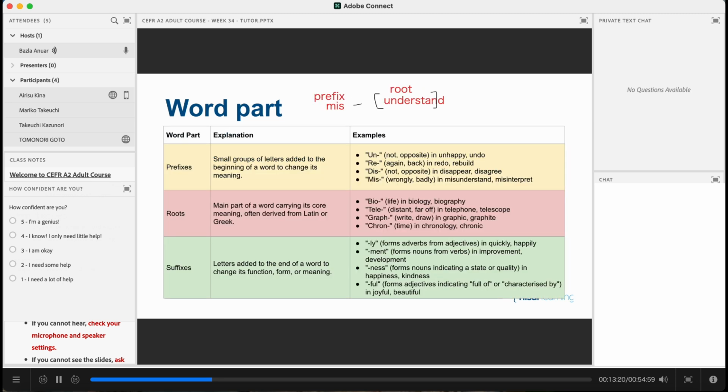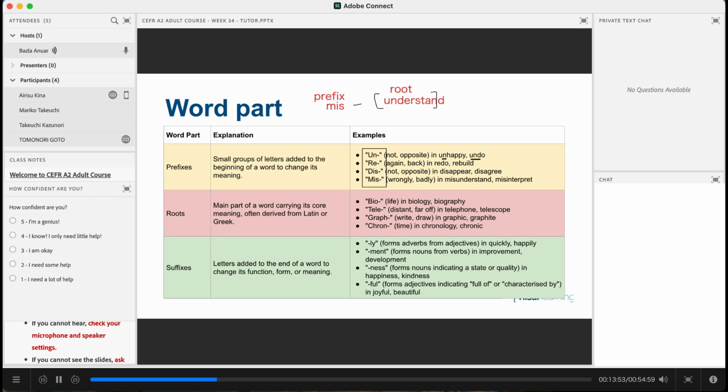Okay, and for prefixes, what are they? They are a small group of letters which are added to the beginning of a word to change its meaning. So these are some of the examples of prefixes. For example, unhappy, undo. The un in unhappy and the un in undo. There are many different prefixes as well, such as re, dis, miss.